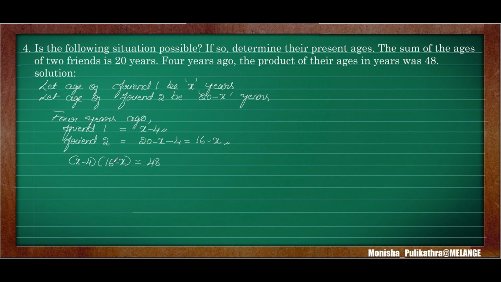First we have to make it a quadratic equation. That is x into 16 minus x minus 4 into 16 minus x is equal to 48. So x into 16 is 16x, minus x into x is x square, minus 4 into 16 minus x gives minus 64 plus 4x. Sorry, 16 4s are 64.